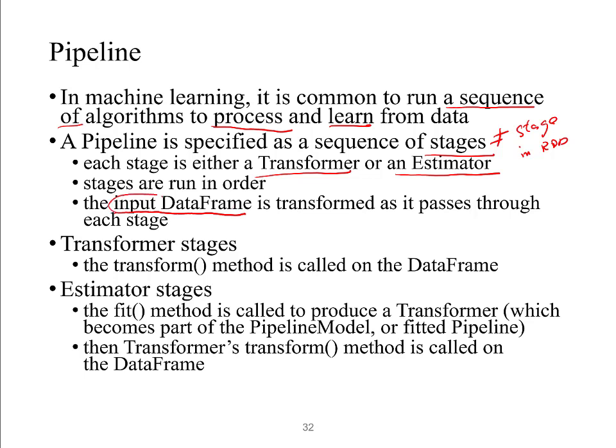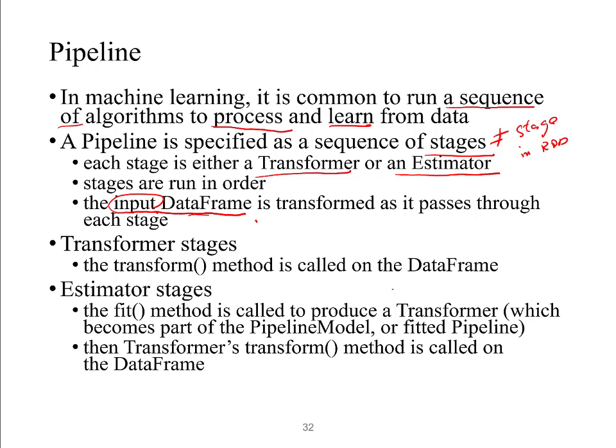So you should always remember the input is a data frame. Now let's look at what is a transformer. The transformer stage is called on the data frame, and it will generate a data frame. So basically the input and output are both data frames.